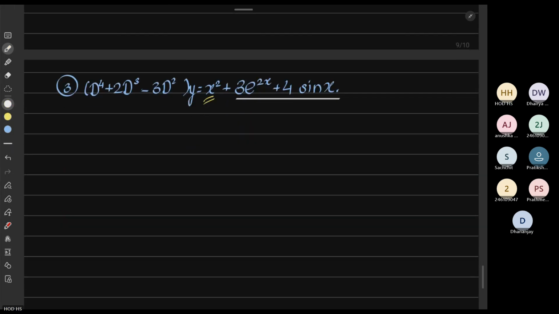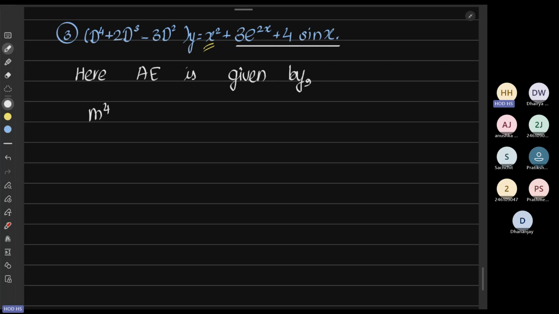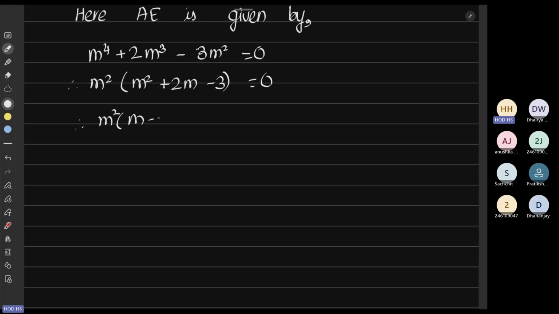So here the auxiliary equation is given by m⁴ + 2m³ − 3m² = 0. We can take m² common. So we will have m²(m² + 2m − 3) = 0. And therefore, we can rewrite this as m²(m + 3)(m − 1) = 0 by splitting the middle term.